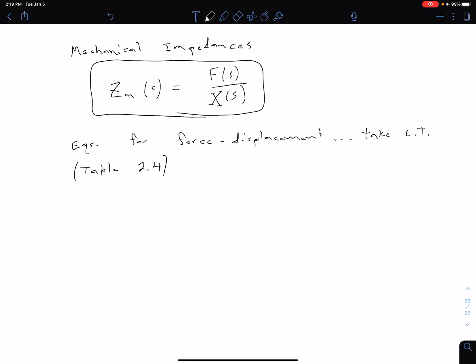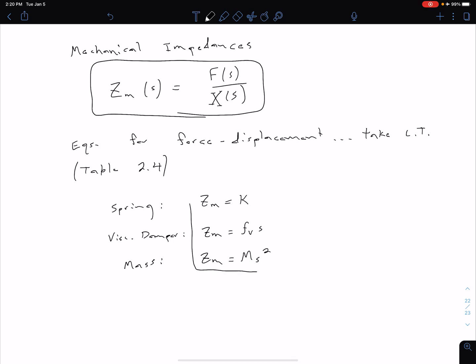But what we'd see is that for our spring, we have a mechanical impedance, Z sub m, which is just equal to K. For our viscous damper, we have a mechanical impedance, Z sub m, which is equal to f sub v times s. And finally, for our mass, we have a mechanical impedance which is equal to m s squared.